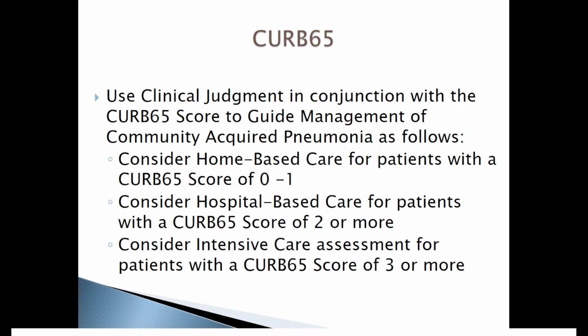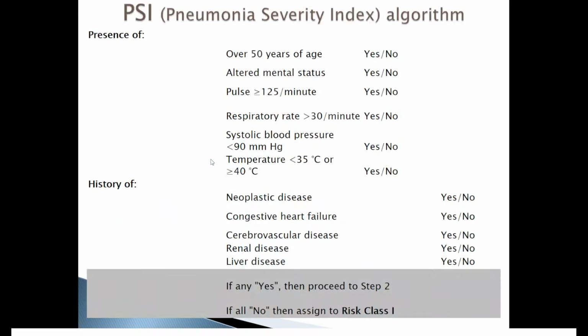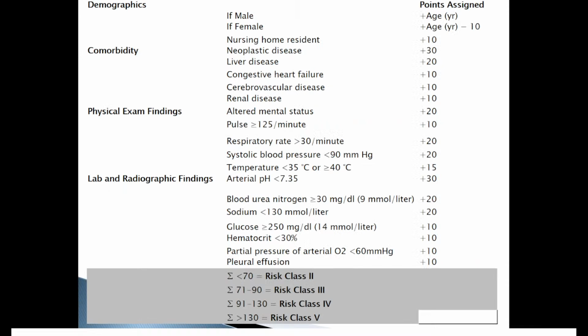It is a very simple score and is good because it is simple, but more sensitive is the Pneumonia Severity Index algorithm. But it is very difficult to remember by heart. I only want to demonstrate all items of the PSI score. There are some clinical pictures. You see many clinical features, some anamnestic data, some demographic, comorbidity, physical exam findings, lab and radiographic findings. And each of them will give some points. And then we have to make a sum of all these points. If the sum is less than 70, risk class 2. 71 to 90, risk class 3. More than 90 up to 130, risk class 4, and more than 130, risk class 5.